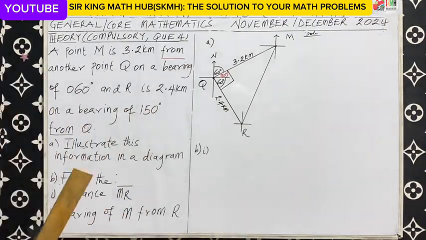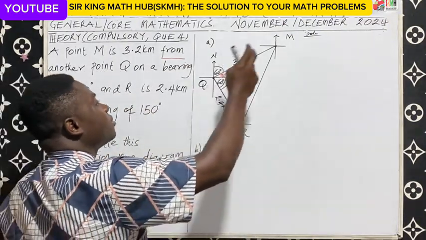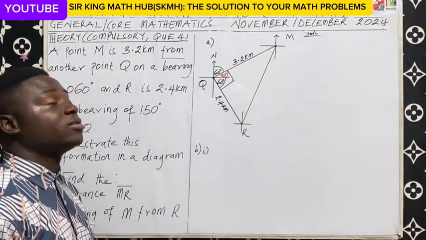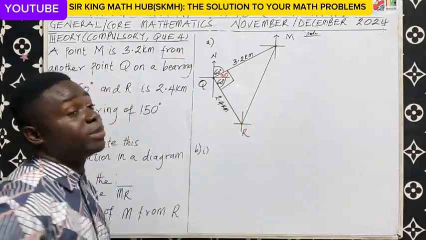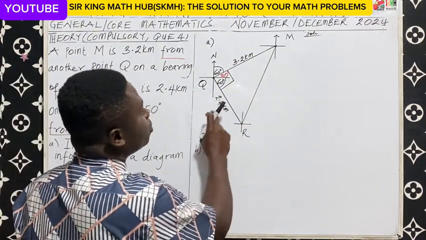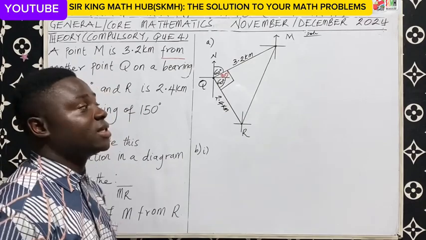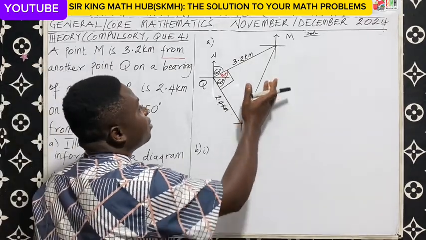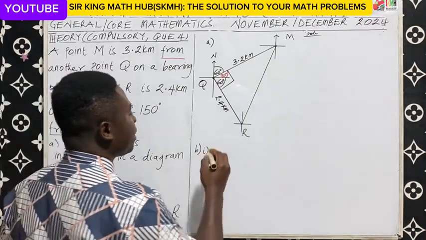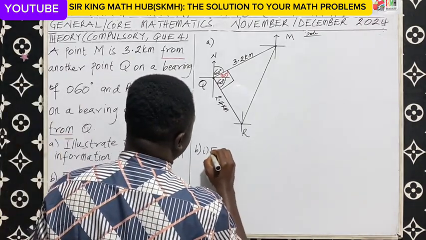So we see that triangle MQR is a right angle triangle because one of the interior angles is measuring 90 degrees. So we also know 2 sides of this right angle triangle. So how then do we calculate the distance MR? So we can refer to Pythagoras theorem.